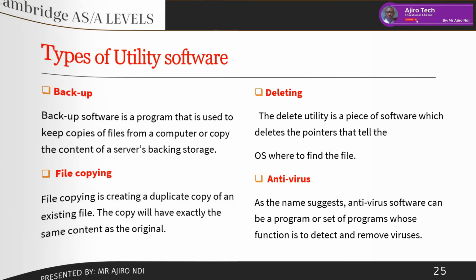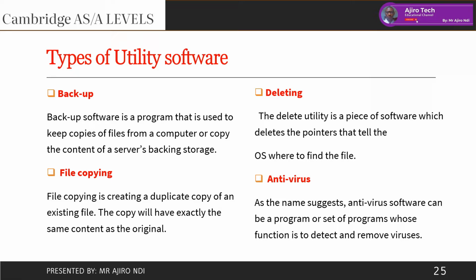We also have backup. We'll talk about backup. It is a program that is used to keep copies of files from a computer or copy the content of a server into backup storage. The backup is an exact duplicate of the file. It can be used for restoring what? The original files, should the original file become corrupted or deleted accidentally or deliberately. The backup software allows you to select the time and type of backup you want, and then you can get those files back.